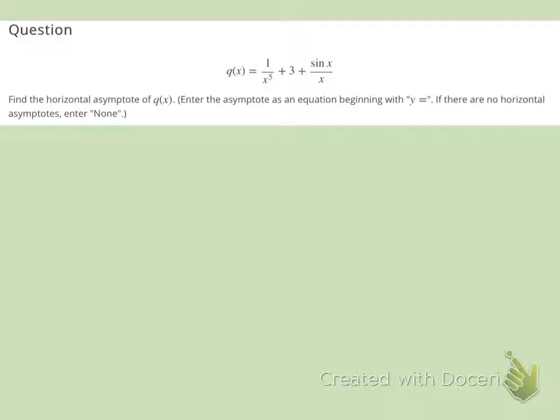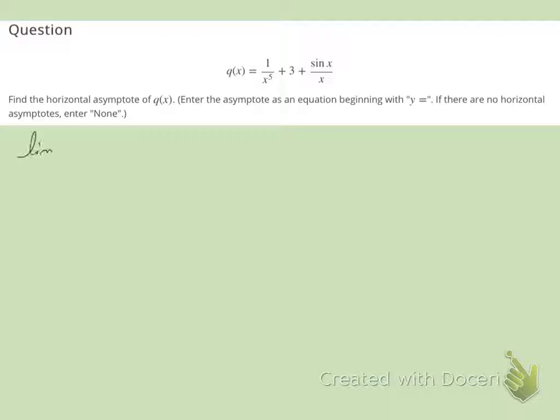So for this practice problem, we want to find the horizontal asymptote for q of x, and we have this kind of funky q of x here. So we're going to look at the limit as x approaches positive infinity of q of x and the limit as x approaches negative infinity of q of x. So let's start with positive infinity.